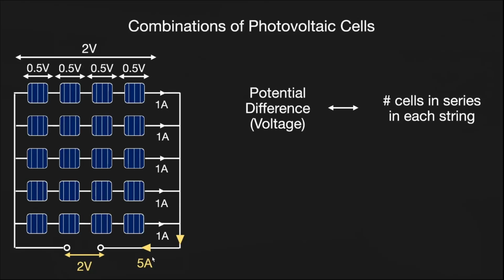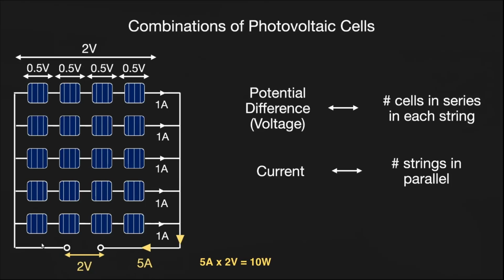Now, let me just put this down: the current depends on the number of strings in parallel. The potential difference depends on the number of cells in each string, right? Whereas the current depends on the number of strings in parallel. So overall, we were able to get 2 volts and 5 amperes. If you want to calculate the power, that'll be 5 into 2, 10 watts, right?